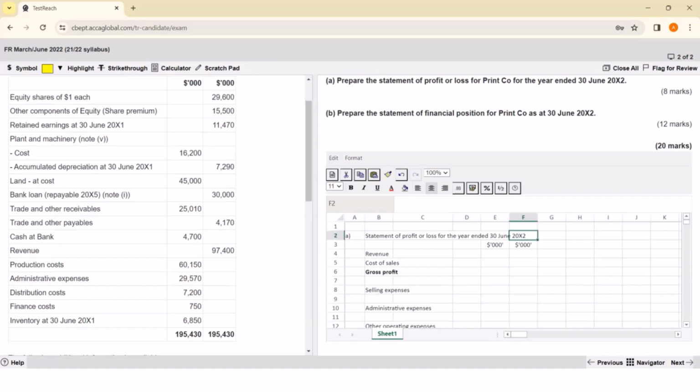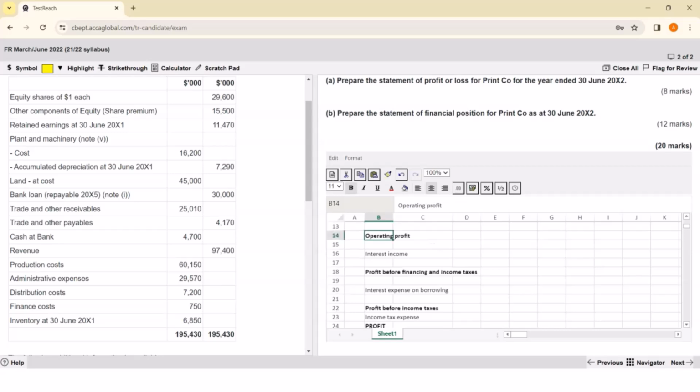Now that I have this information, I start making my statement of profit or loss for the year ended 30th June 20x2. Here I start off with the recognition of revenue. This is something standard. Every question is going to have that. Then cost of sales, this gives the figure of gross profit. I could see distribution expenses in the trial balance, so selling expenses, there are administrative expenses, other operating expenses, and I'm leaving lines in between just in case there is an expense that I was unable to identify at the time I was making the format and later on I can put it in. Even if there is no such thing later on, there is no deduction of marks for leaving these places empty.